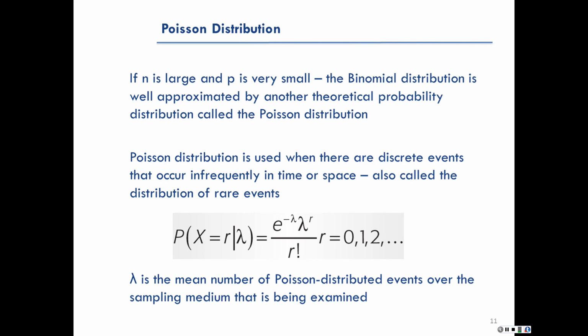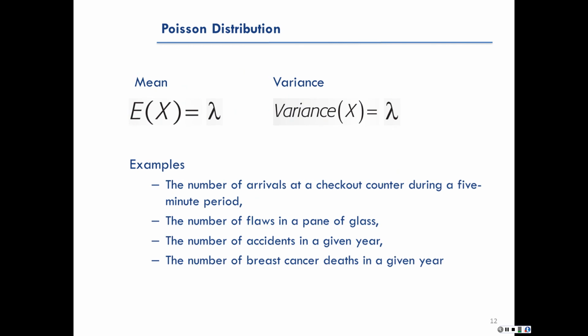The main thing to know there is the parameter lambda is the mean number of Poisson distributed events over whatever sampling medium is being examined. And so the mean of the distribution is equal to lambda, and the variance is also equal to lambda. Some examples that this might be used for: the number of arrivals at a checkout counter during a 5-minute period, the number of flaws in a pane of glass, the number of breast cancer deaths in a given year, etc.